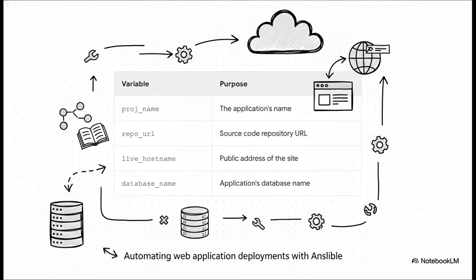And just look at how easy this is to read. We're not looking at some kind of cryptic code. We've got a project name, a URL for where our code lives, the actual public address for our website. It's all defined right here in plain English. This is what makes our automated recipe so incredibly flexible and, honestly, just easy to understand.